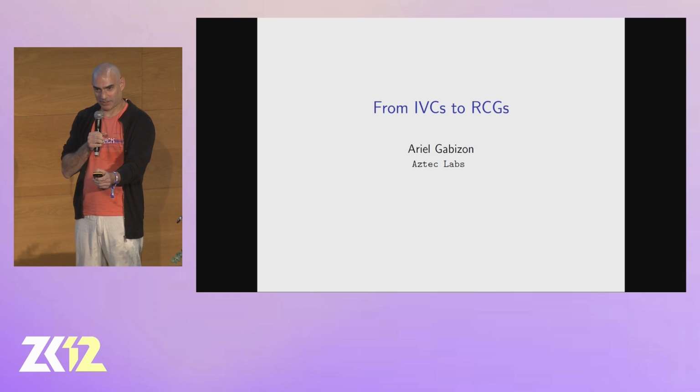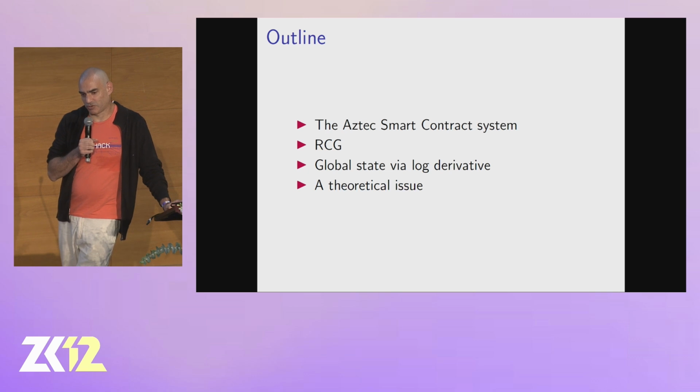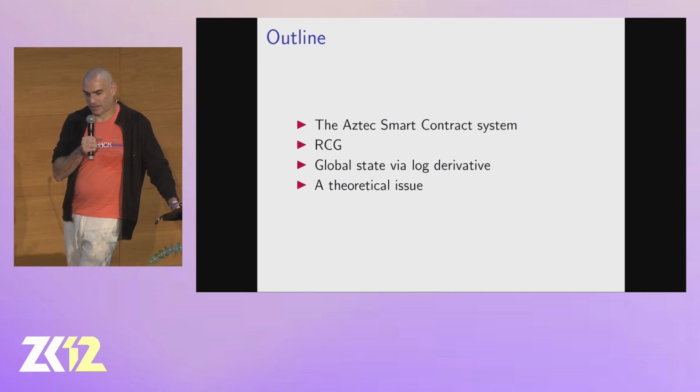Okay, so let me give you a small outline of the talk. First, I'll start with some simplified details about the Aztec smart contract system. This will lead us to define a notion called repeated computation with global state. Then we'll go over how to deal with global state using log derivative methods. And I'll end by highlighting a theoretical issue I want theoreticians to look into.